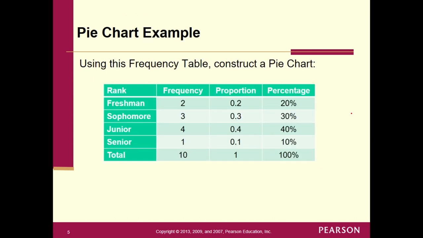So here's our table from back one section, and we're going to change this into a pie chart. So we've got 20, 30, 40, and 10.